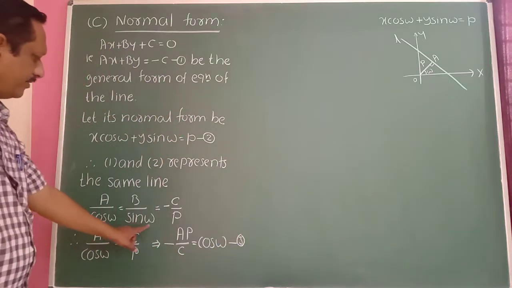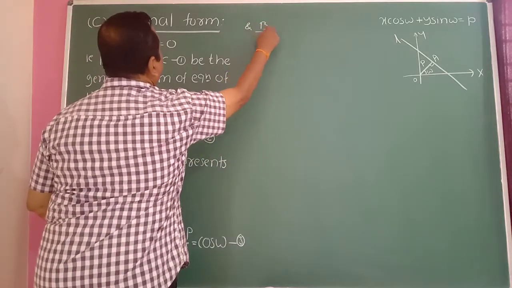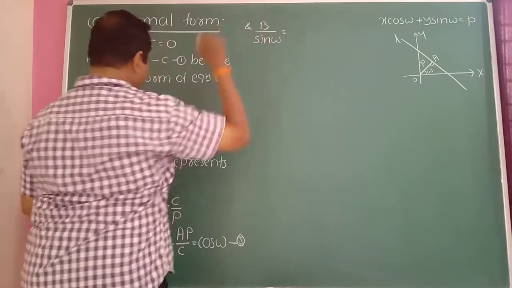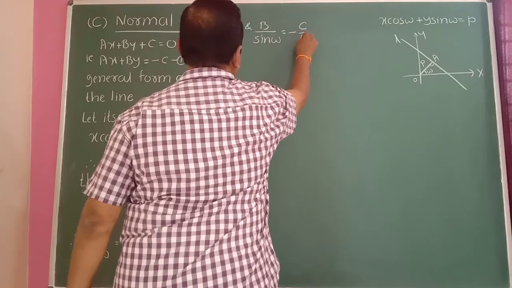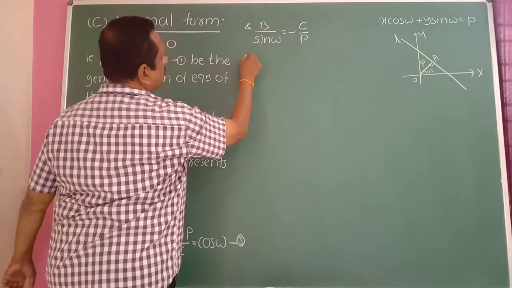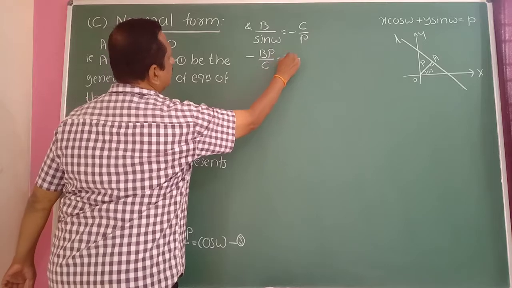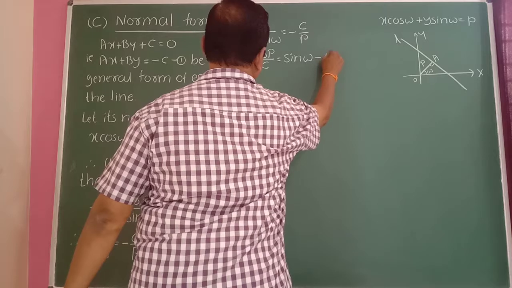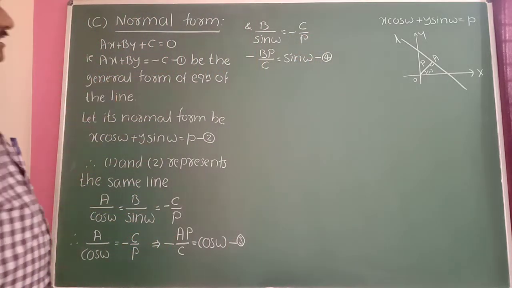Similarly, equating these two, B divided by sin omega is equal to minus C upon P. Take this P to the numerator, minus C to this side, and sin omega to that side: minus of BP divided by C is equal to sin omega. Take this as equation number 4. Squaring equations 3 and 4 and adding.